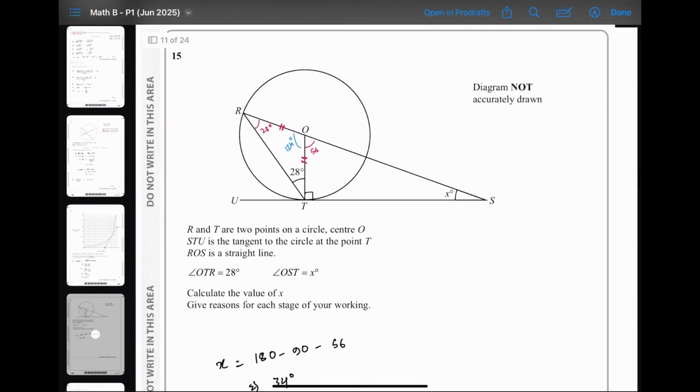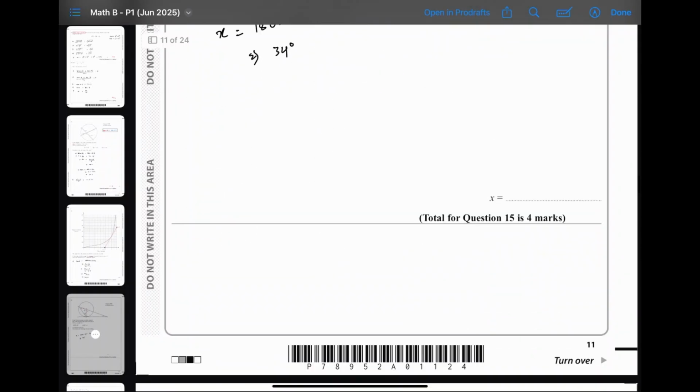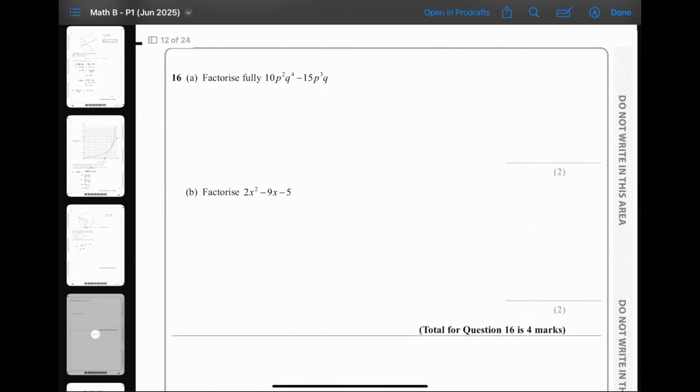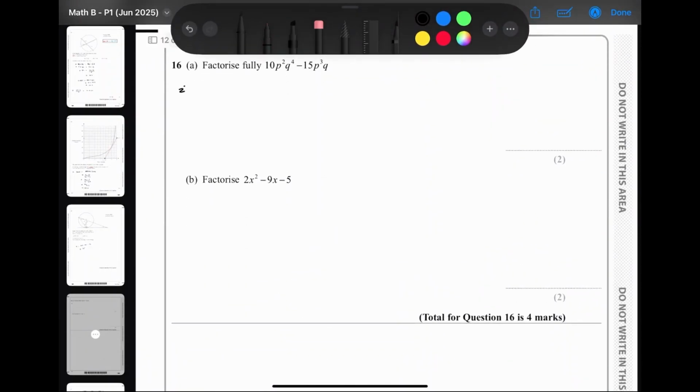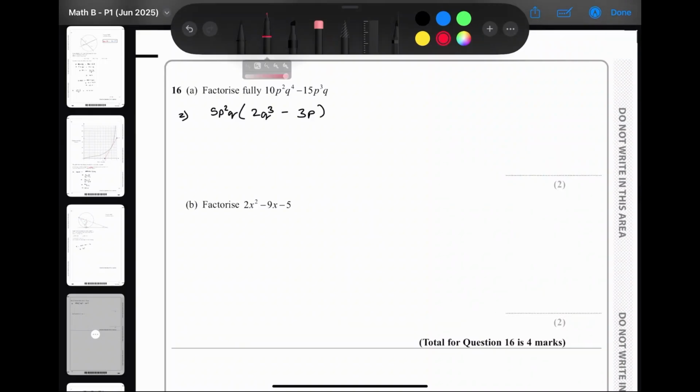This was our last question for the previous video. Starting off today, we have been greeted with very easy questions. For this, we are going to take the HCF value and take common. By putting brackets, we are finalizing the factorize. And this is the final factorize.